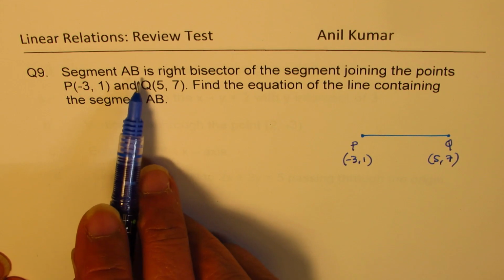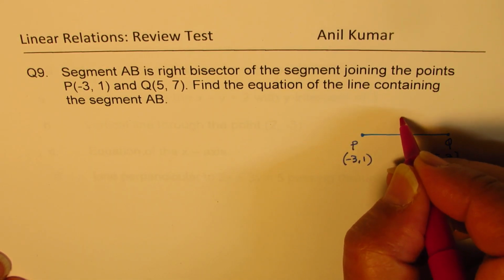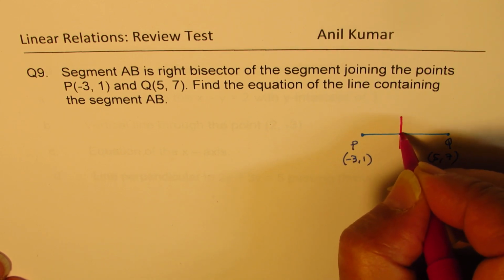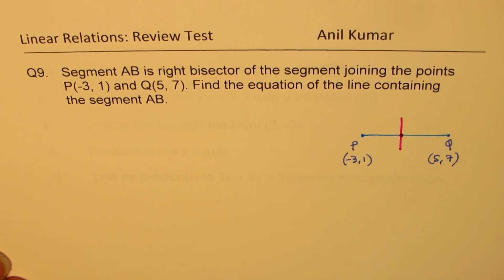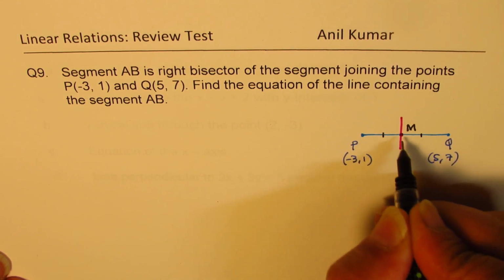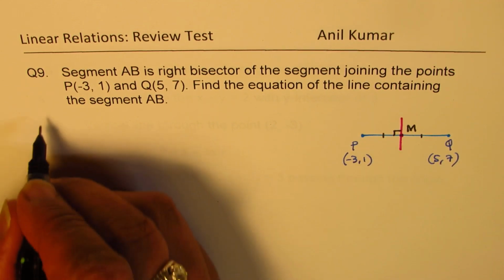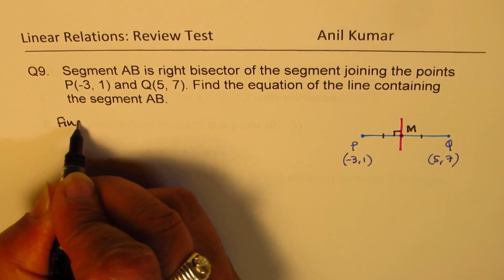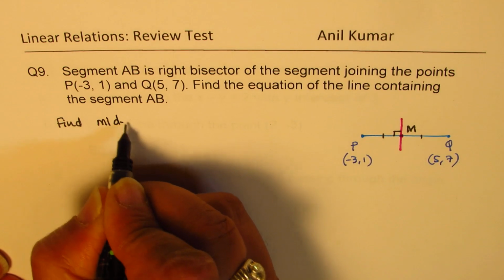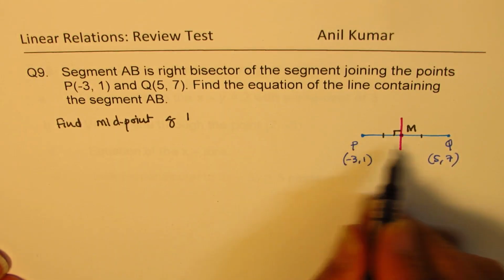When we say AB is a right bisector, that means it'll go through the midpoint, right? So it'll go through the midpoint here. Let's figure out what this midpoint M can be. These two should be equal and that will be 90 degrees. Clear? So the first step is to find the midpoint of PQ.